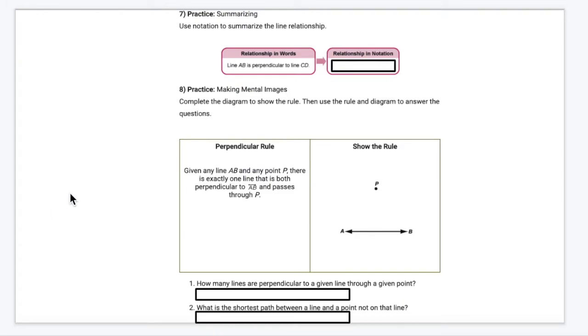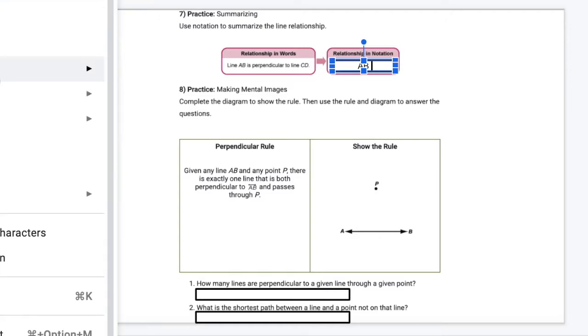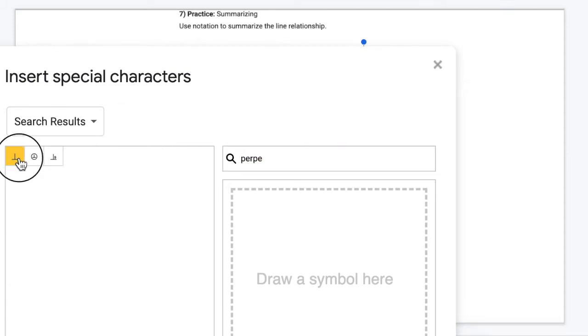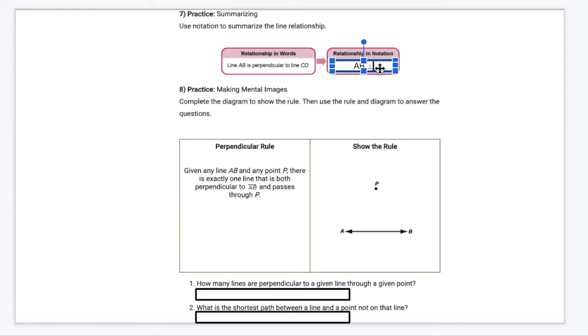So let's actually use notation to summarize the line relationship. Whenever we're talking about perpendicular lines, so it's saying line AB is perpendicular to line CD, I want to use a really special symbol. So let me see if I can access it. So I have that line AB, I would have ideally that double-sided line, that double arrow line over AB. But I'm going to insert a special character and see if they have the perpendicular symbol. So let me see, perpendicular, yep, they do. So this symbol right over here, it looks like an upside down T, means perpendicular. And I'm going to say that it's perpendicular to line CD.